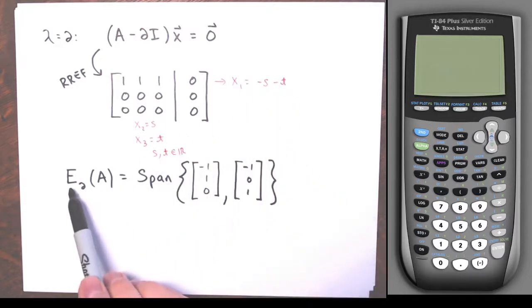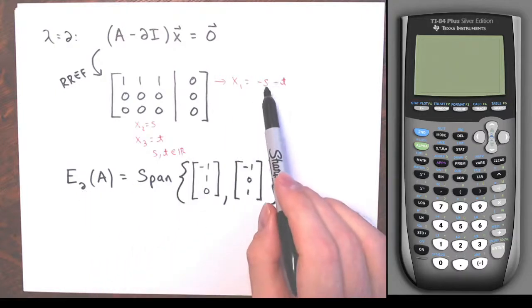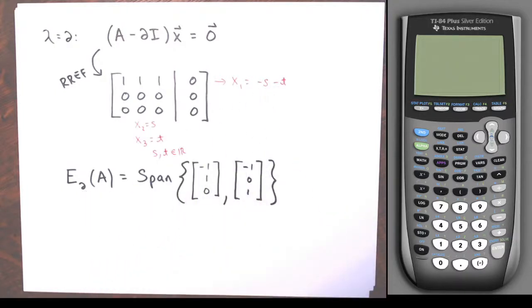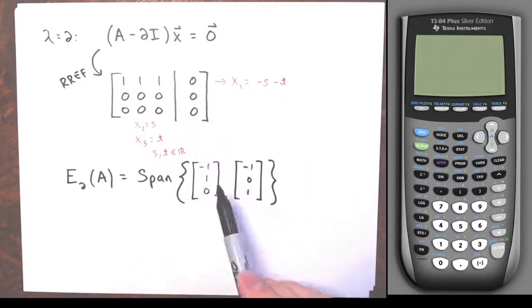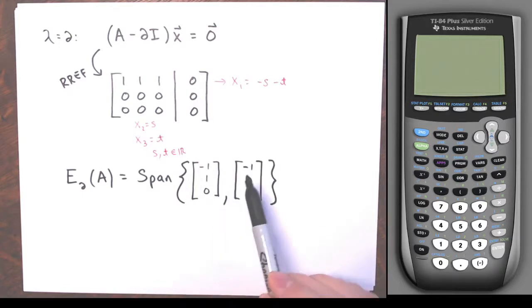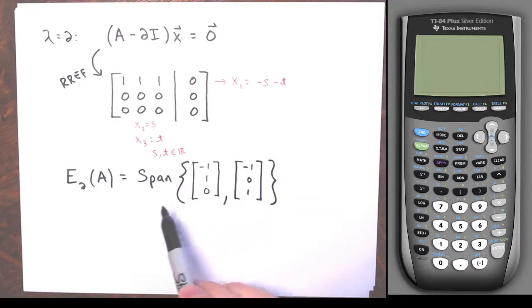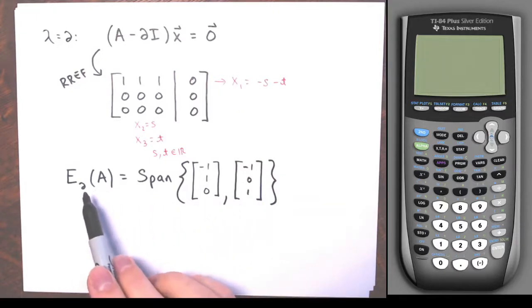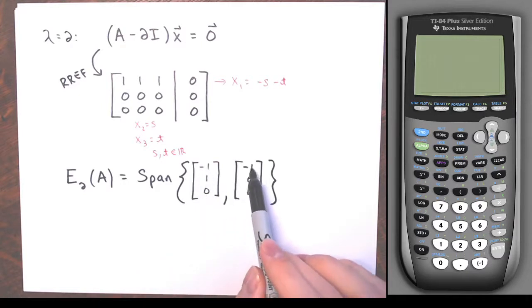So the eigenspace of A corresponding to lambda equals 2 is the span of 2 vectors, one for each free variable. The first vector has the coefficients of s: negative 1, 1, and 0, down x1, x2, x3. And the second vector in the basis for this space has the coefficients of t: negative 1, 0, 1. So the eigenspace of A corresponding to lambda equals 2 is the span of negative 1, 1, 0 and negative 1, 0, 1.